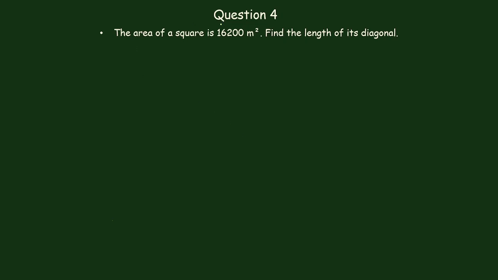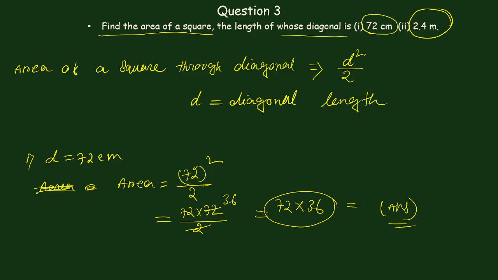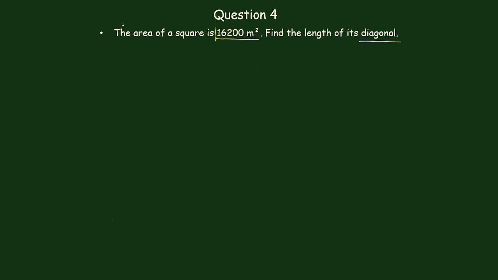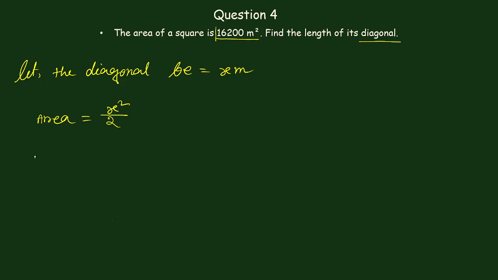Now the area of a square is 16,200. Find the length of its diagonal. Simple basic question, back calculation. In the last question the diagonal was given and you needed to find the area of the square, and here the area is given, you need to find the diagonal. So let the diagonal be x meter. That means area will be x square by 2.